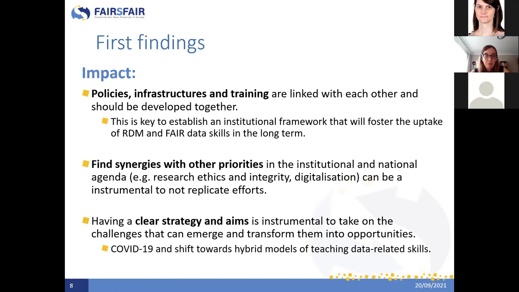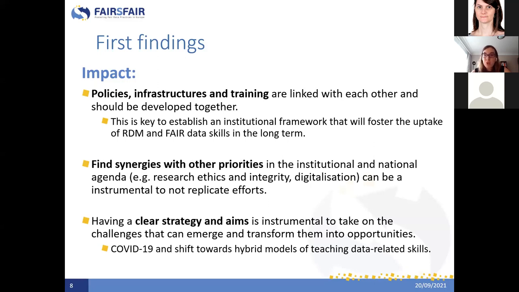The last finding that I would like to mention, which is also a little bit related to the finding I opened with, is about having a clear strategy and aims. This is, as I was mentioning before, indeed very useful, not only for defining the good practice when you start, but also for ensuring that the training initiative will have an impact in the long term, and that any challenges that might arise will be met with the right tools.